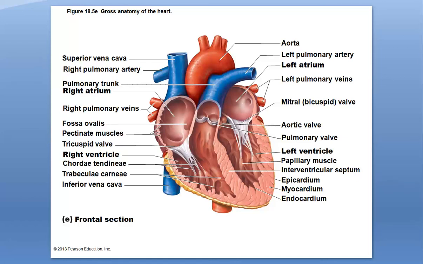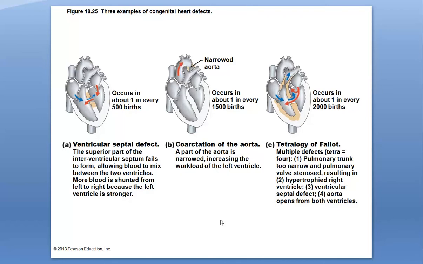Now, if those embryonic structures fail to complete their closure, we can see a ventricular septal defect in which there's still a hole between the 2 ventricles. We may hear that as a murmur, a light murmur. Coarctation of the aorta, which includes aortic stenosis or narrowing of the aorta, means the left ventricle will have to work much harder, and the tetralogy of Fallot, tetra meaning 4.